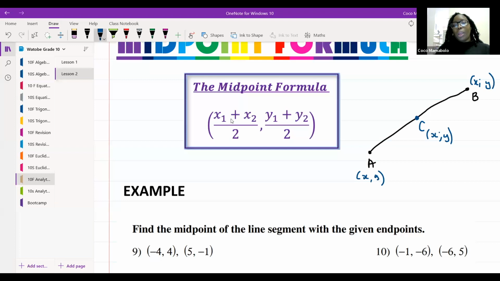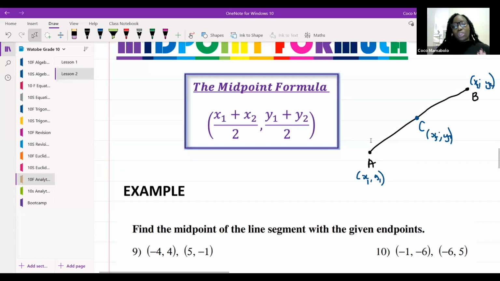Remember, we choose the X1 and the Y1 and the X2 and the Y2. So look at the formula. If this one is X1 and Y1, and this one is X2 and Y2, this one will be X3 and Y3. Does that comma mean subtract or add? The comma doesn't mean anything. It's the middle, it separates the X coordinate and the Y coordinate.